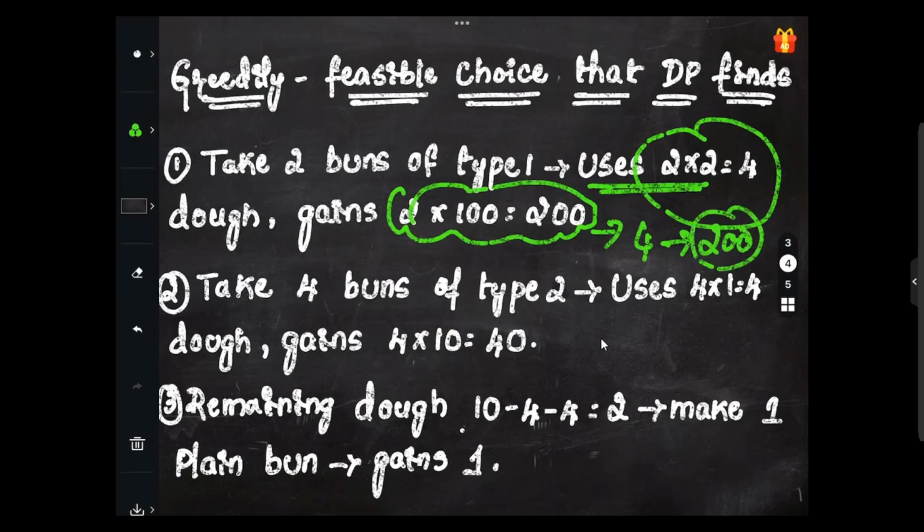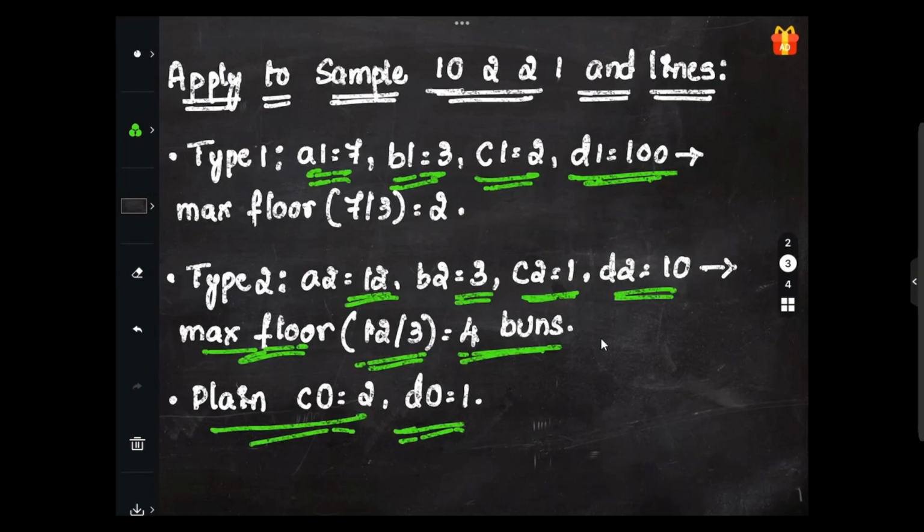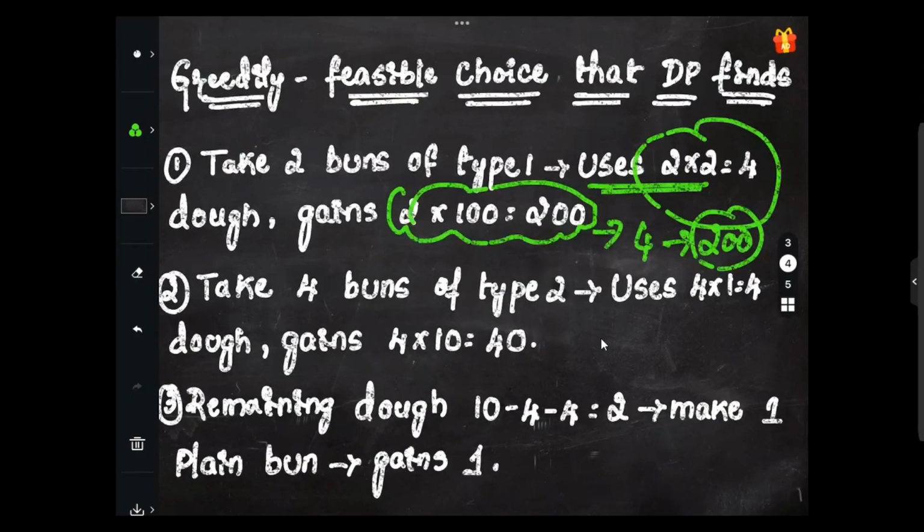This is fine, simple. First we take 2 buns of type 1, which uses 2 into 2, nothing but 4 dough. This gains 2 into 100, nothing but 200, because we have d1 as 100 here. So we are making use of 2 buns of type 1, which is 2 into 2, 4 dough, which gains 2 into 100 because d1 is 100, so 200. Now the next step, we will take 4 buns of type 2, which will be 4 into 1, which uses 4 into 1, nothing but 4 dough.